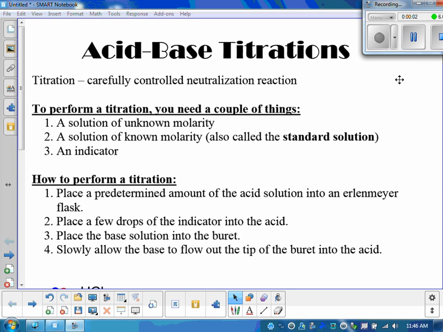We are in our last set of notes for this unit. We're going to do these notes, a couple homework problems, a couple labs, and we will be ready for our last major test of the year. So, acid and base titrations.